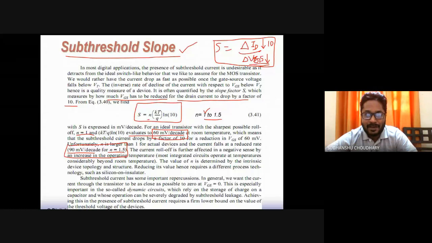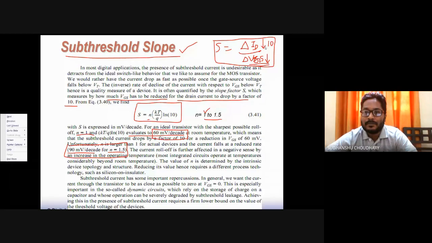60 millivolts per decade, for example, means that you reduce your VGS by 60 millivolts so that the current reduces by a factor of 10. So you have to reduce your VGS by a small amount, that is 60 millivolts, and the current reduces by a factor of 10. Similarly, 90 millivolts per decade means you reduce your VGS by 90 millivolts to see the same effect on the drain current, that is, drain current reduces by a factor of 10.